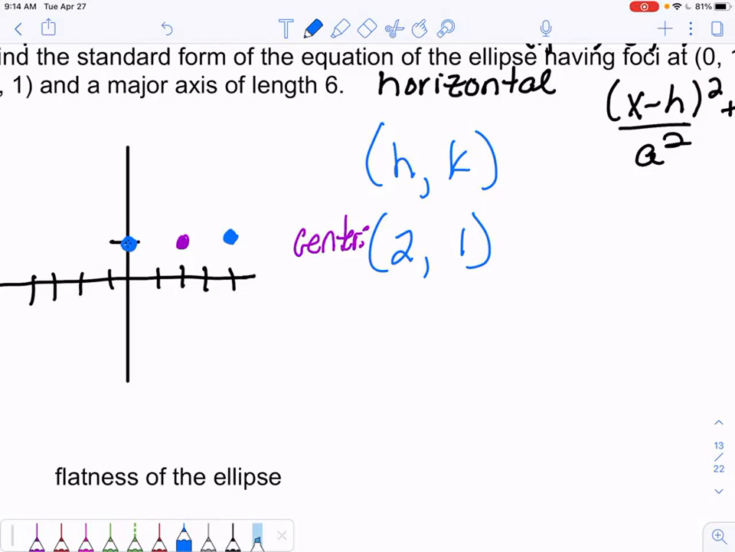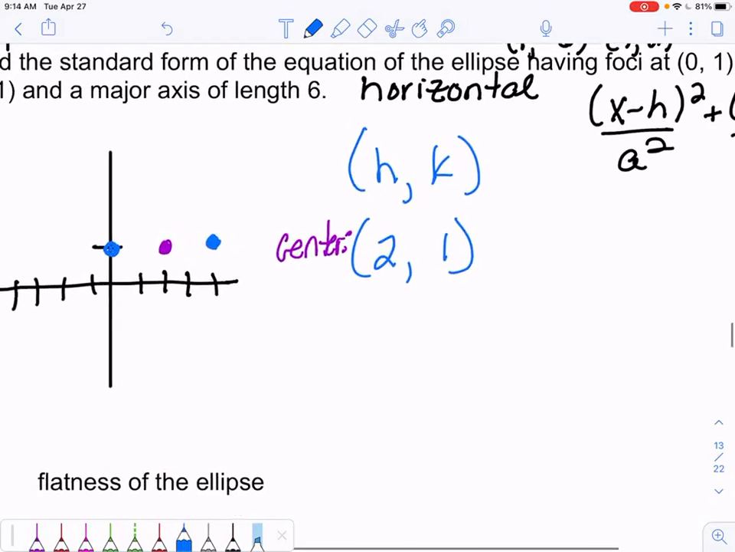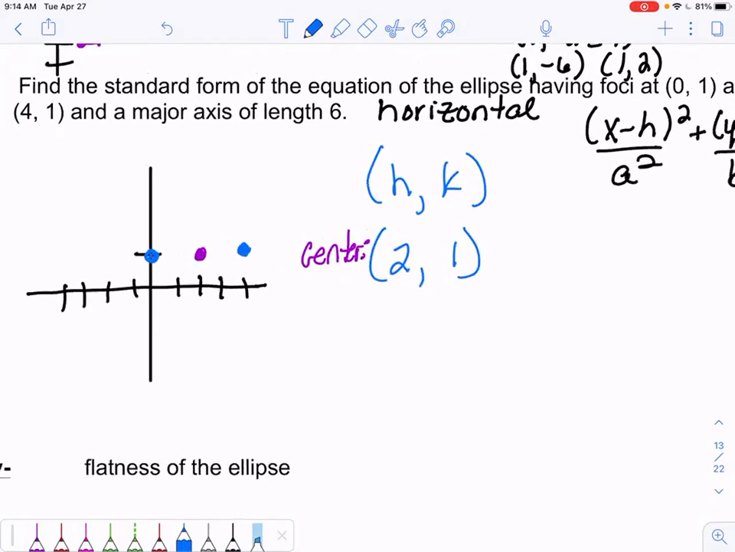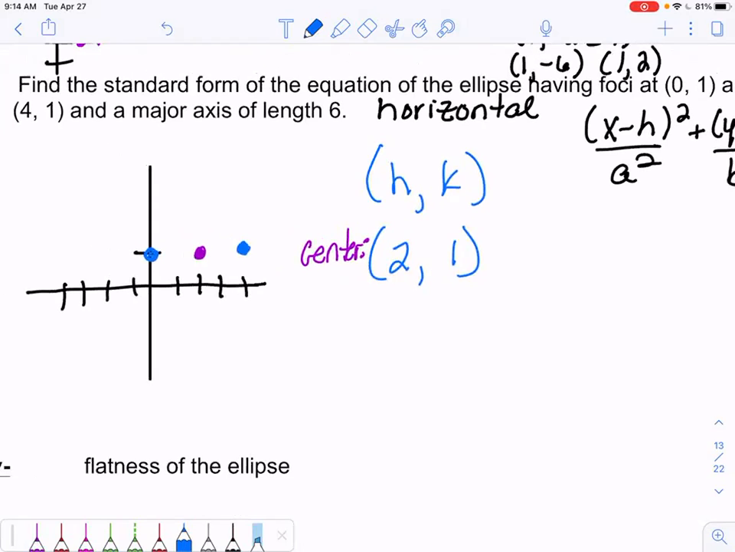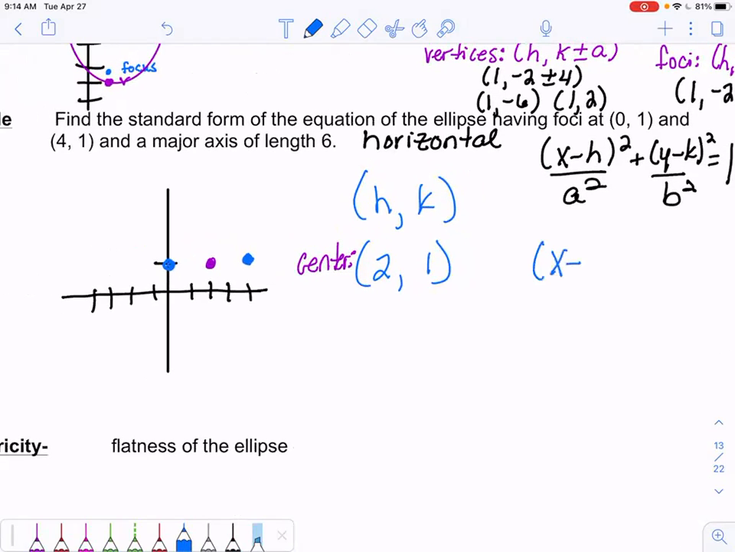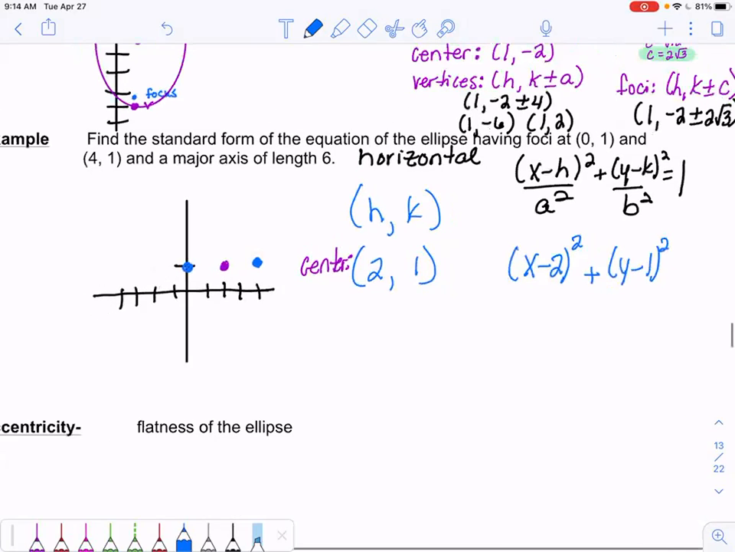If you didn't want to plot them, you can look at the points and say, I have a point at 0, 1, we have a point at 4, 1. What's the middle of those points? You're finding the center. So we know the center now, besides just the K value, we now know H as well. So we can plug that into our equation. The numerator is going to say x minus 2 quantity squared, y minus 1 quantity squared equals 1. So we now know the numerator.